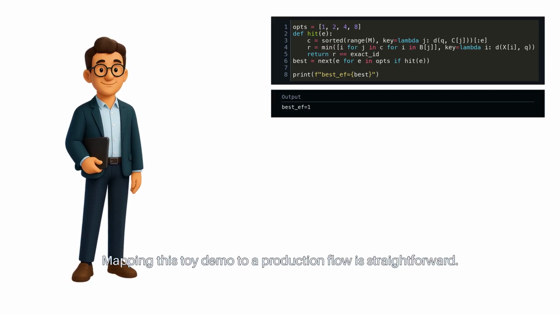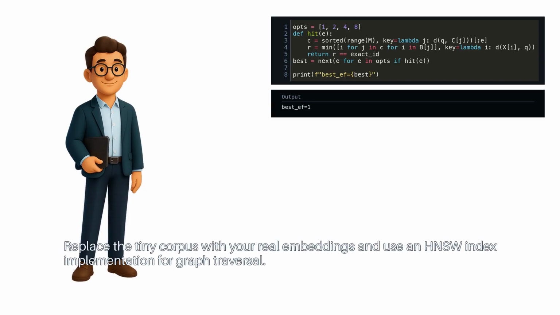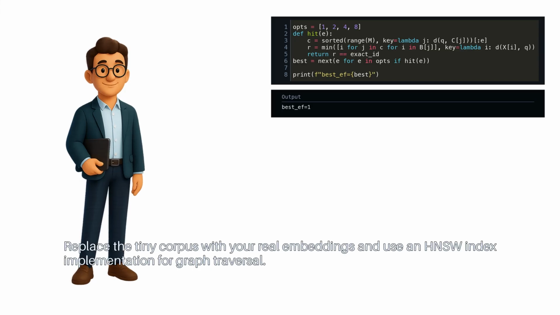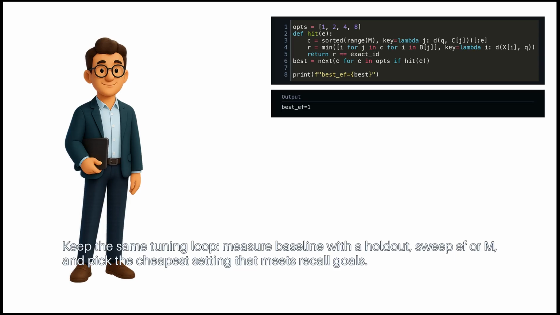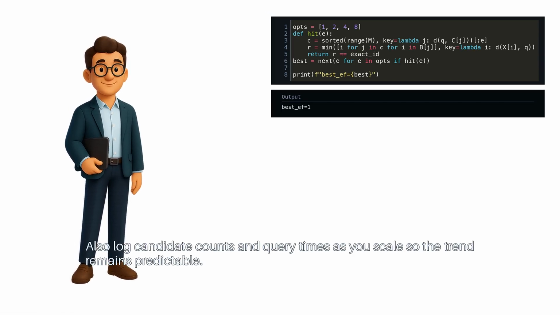Mapping this toy demo to a production flow is straightforward. Replace the tiny corpus with your real embeddings and use an HNSW index implementation for graph traversal. Keep the same tuning loop. Measure baseline with a holdout, sweep EF or M, and pick the cheapest setting that meets recall goals. Also, log candidate counts and query times as you scale so the trend remains predictable.